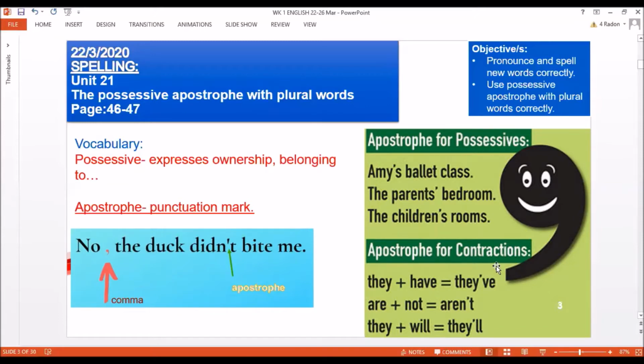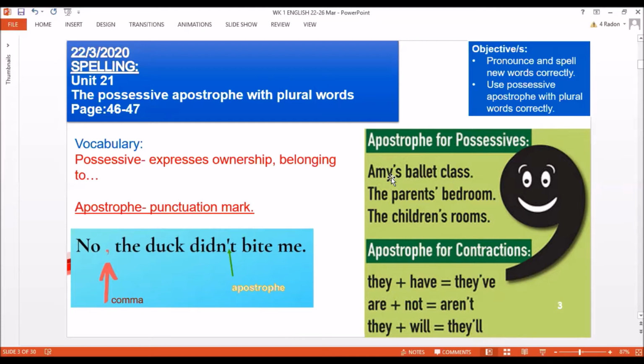It can be to show contractions or to join words together, like for example, they have. So instead of writing these two words, we can simply write they've. They apostrophe V-E. Instead of writing are not, we can simply write aren't. Instead of writing they will, we can simply write they'll. Another use of apostrophe is to show possession, to show ownership.